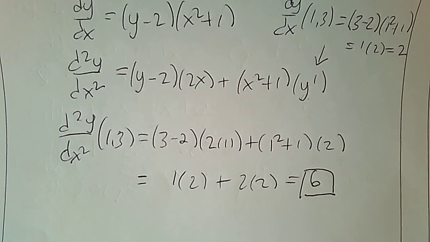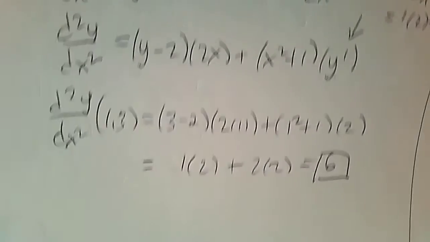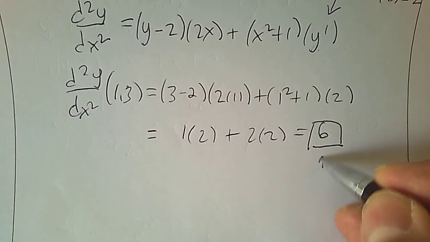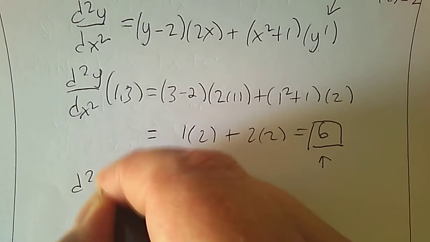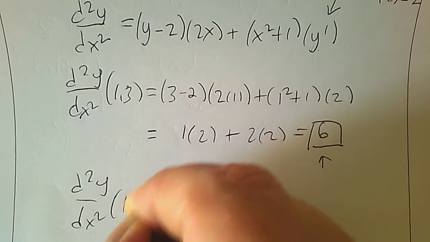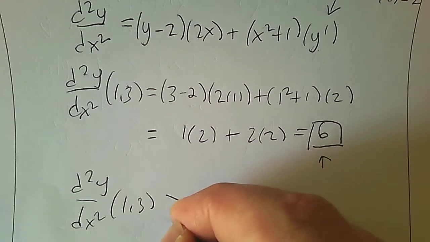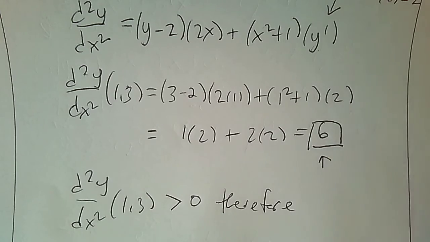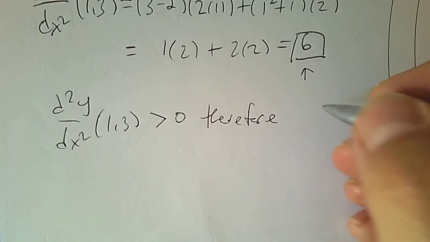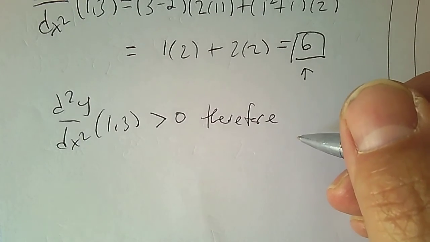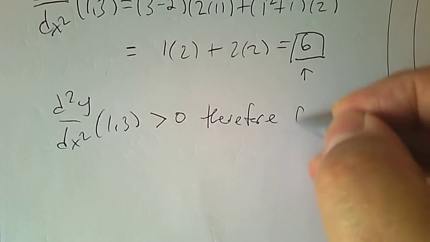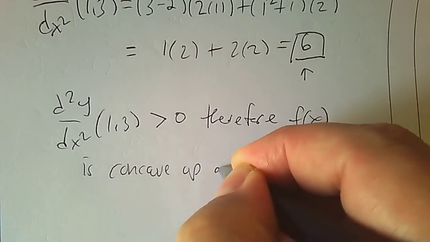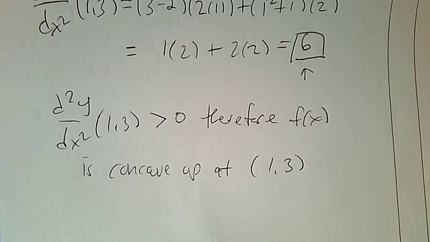The second part is, does that mean it's concave up or concave down? Because the answer was positive, we need to write that down: d2y/dx2 at the point (1, 3) is greater than 0. Therefore, because it's greater than 0, it's positive 6, f of x is concave up at the point (1, 3).